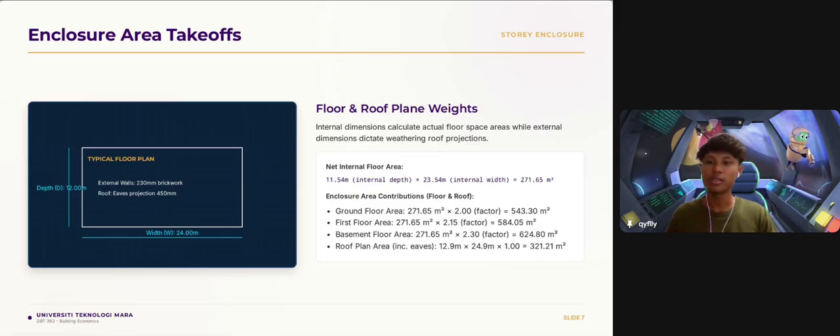Now let's break down the measurements for the storey enclosure method. For the building, measured at 12 by 24 meters, the net internal floor area is 271.65 square meters. We then multiply this area by a different cost factor for each level: 2.00 factor for the ground floor, 2.15 for the first floor, and a higher 2.30 factor for the basement because basements are more expensive to build.